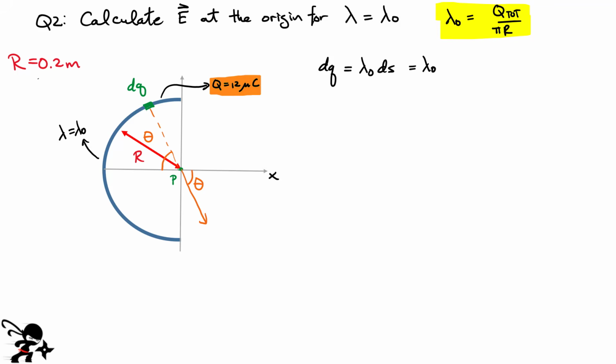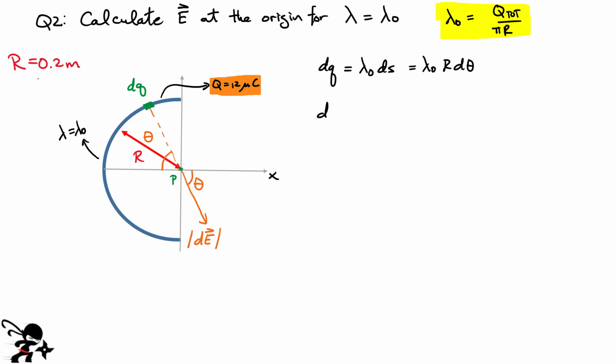So it's lambda 0, and the little bit of length here is going to be r d theta. That's the amount of charge here that I'm considering. Now, how would you write down the magnitude of this electric field here, which I'm going to call dE? How would you write down just the magnitude of it? What's the length of that vector?